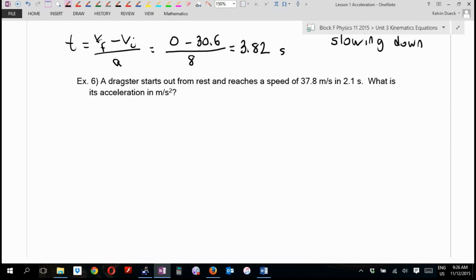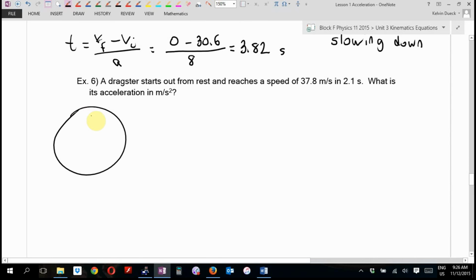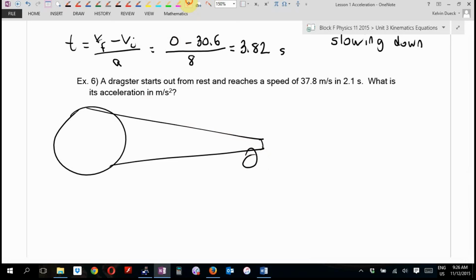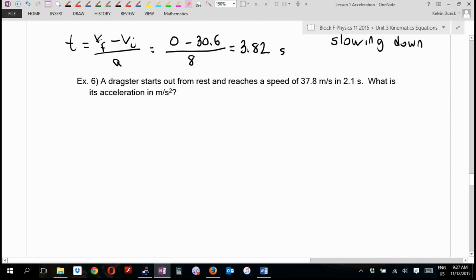A dragster. Hopefully you know what a dragster is. The big car with the little tiny wheels. The big goes really, really fast. That thing. Starts out from rest and reaches a speed of 30. Oh, what does this question want me to find? In meters per second squared, so don't go with the kilometers per hour per second stupid unit that I hate, that I only tolerate because of, you know, cars. So A equals question mark.